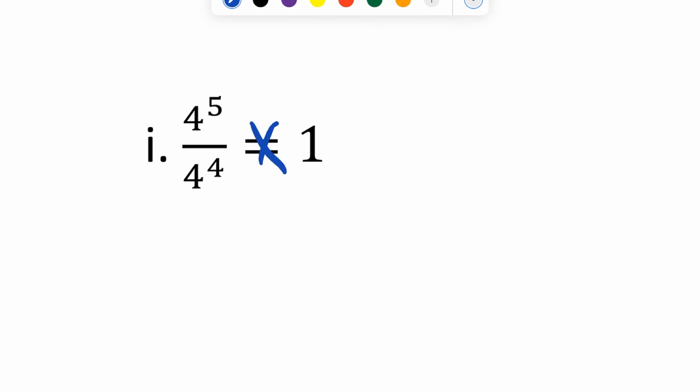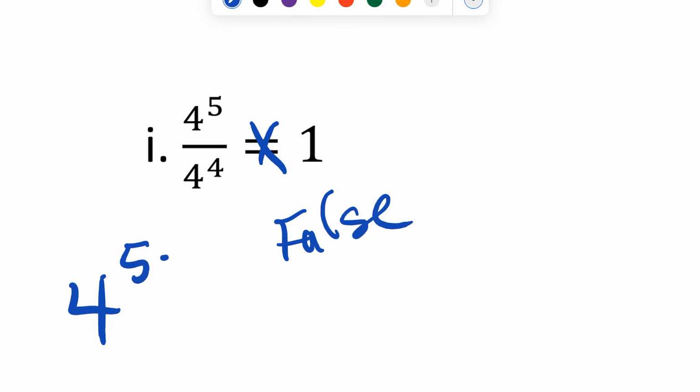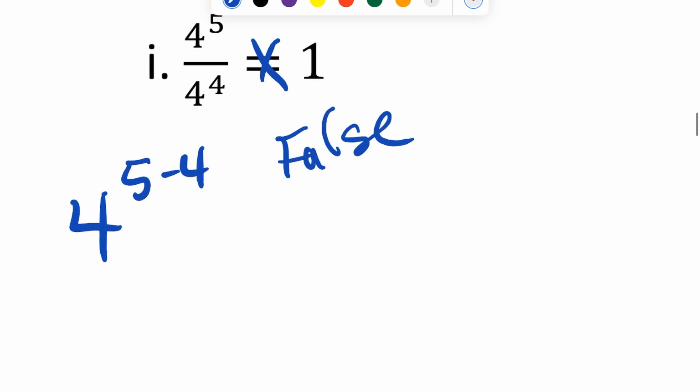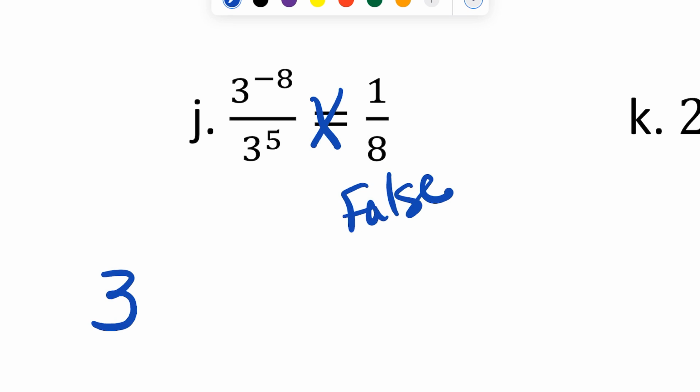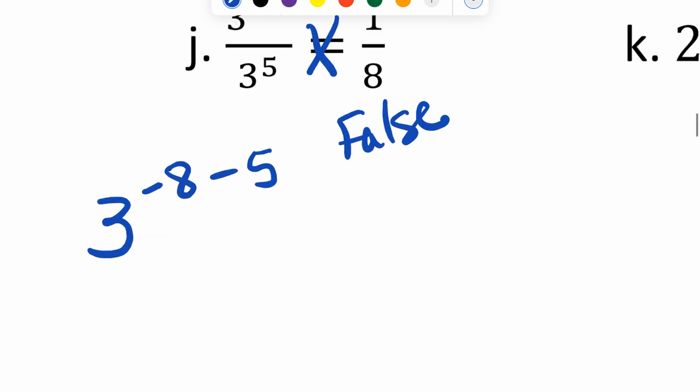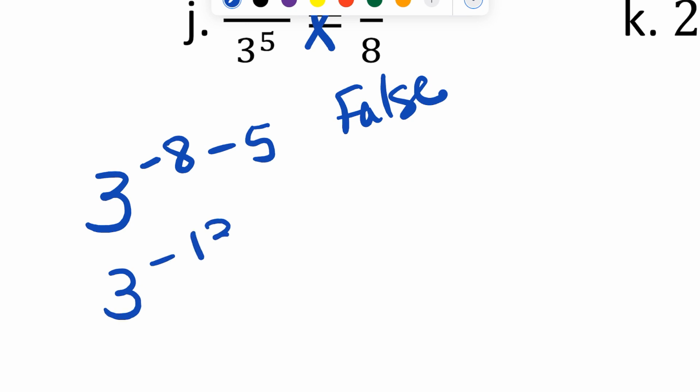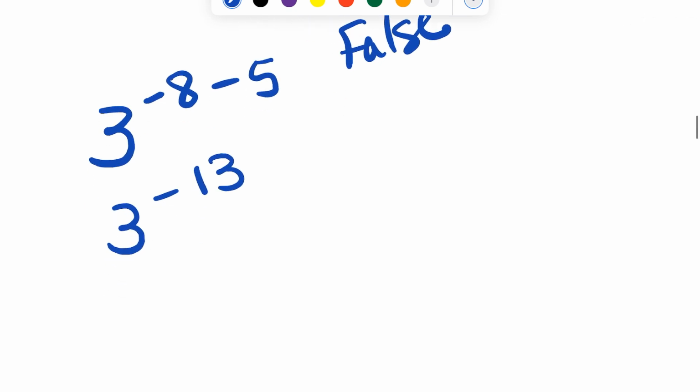I'm going to say that this is false. I write down my base, I subtract my exponents. If I subtract my exponents, I do get an exponent of 1, but I do not get that the full answer is 1. The full answer is 4. This one, I'm going to say no. This would be false. We write down our base, we subtract our exponents. If I subtract my exponents, I get -13, which means move and make me positive.